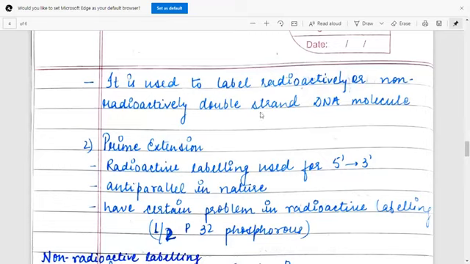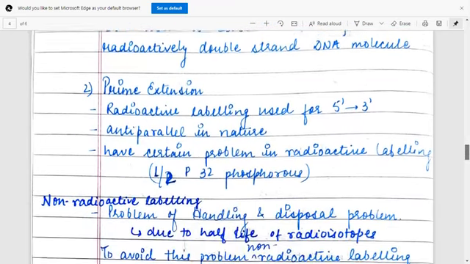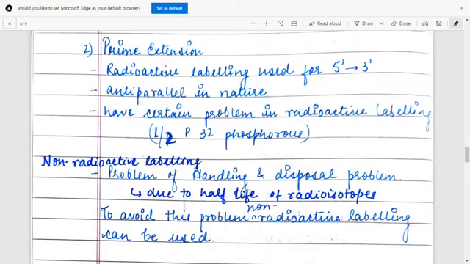So this one for our gene is used to label radioactively or non-radioactively double-stranded DNA. Both strands can be labeled depending upon the condition. Primer extension can also be used in the same way as already discussed. Radioactive labeling is used for 5' to 3' extension of the primers.